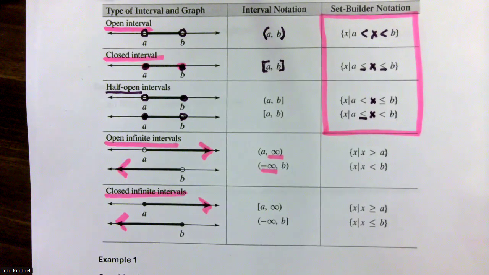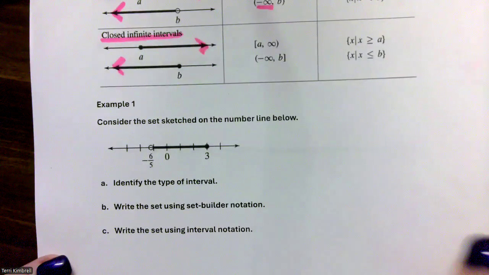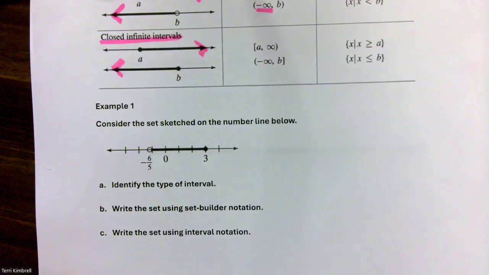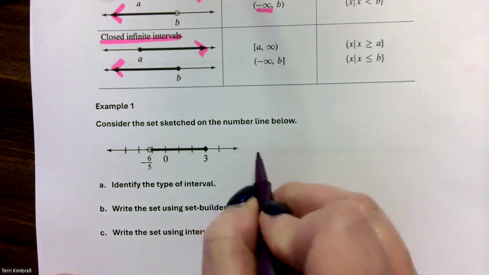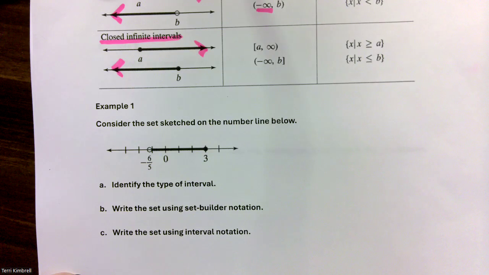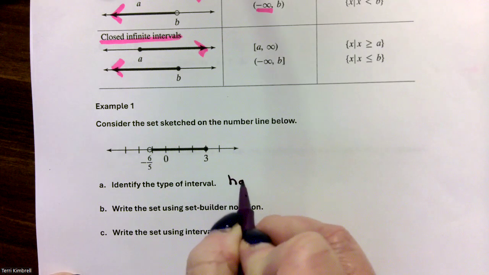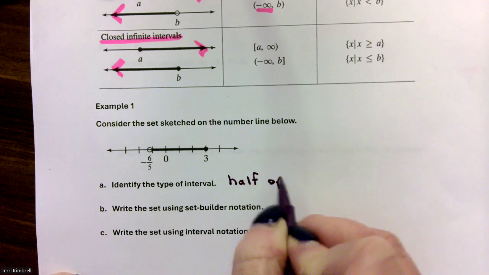Okay, so as we go to example 1, we're going to try to consider the segment that's given and name the interval. So if you look at that type of interval, it's half open and half closed. So this would be considered, since we have one end open and one end closed, we're going to call that half open.